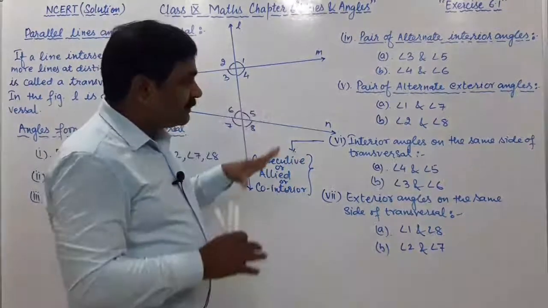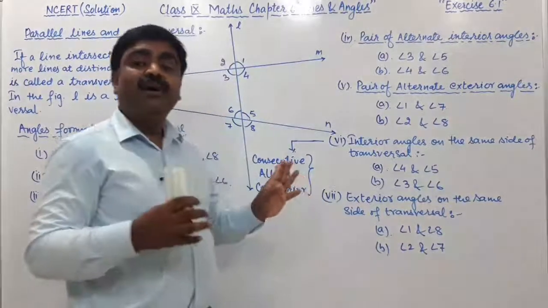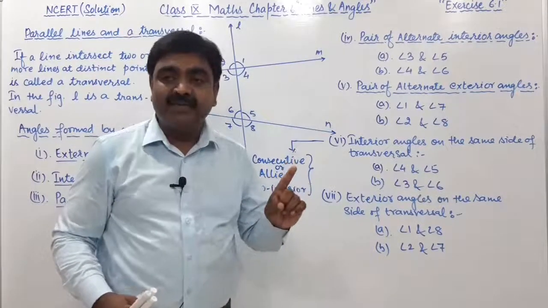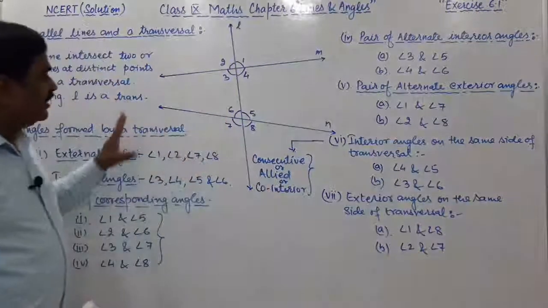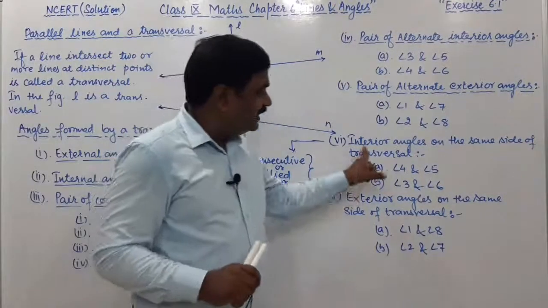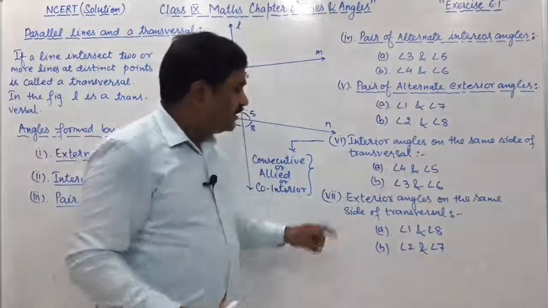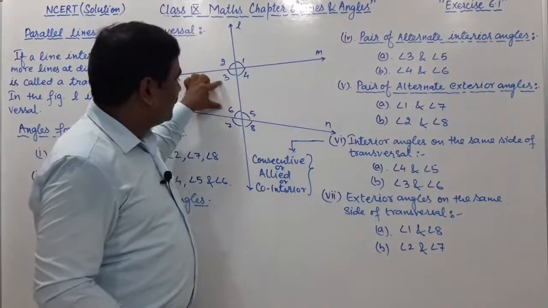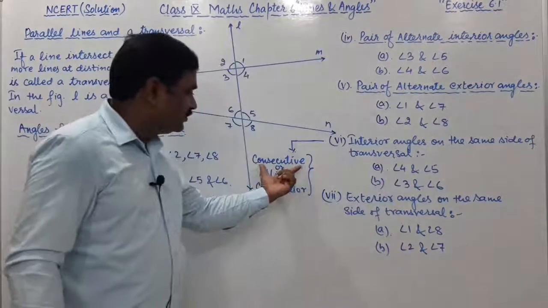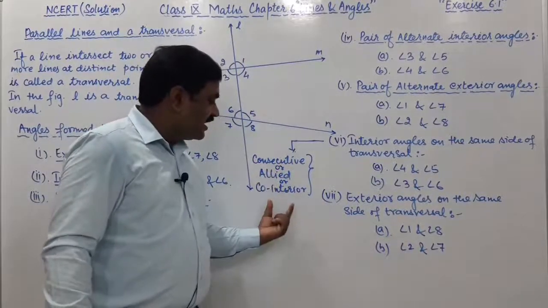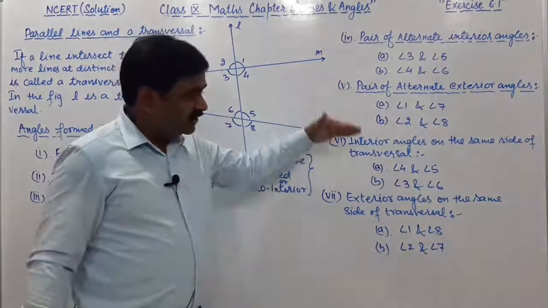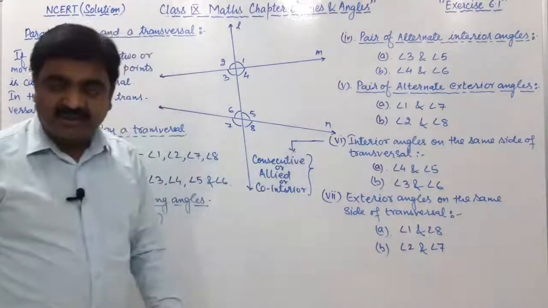So these are the basic terms, and they are very important for class 10th also. Keep it in mind, draw the figure accordingly, and note down these definitions which I have given you. The very important thing: interior angles on the same side of the transversal, which are angle 4 and 5, and the second pair, angle 3 and 6. This pair of angles is also known as consecutive interior angles, allied angles, or co-interior angles. Keep this in mind. According to the headings, write down the pairs of angles.